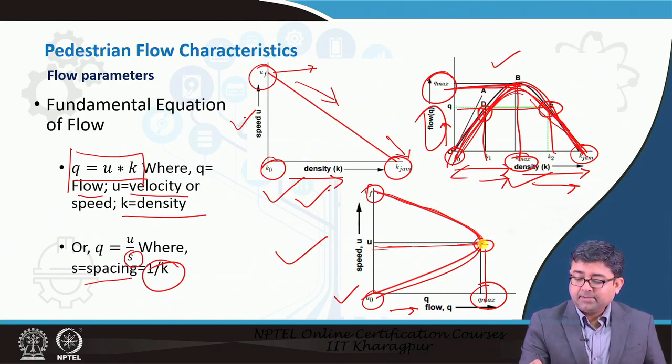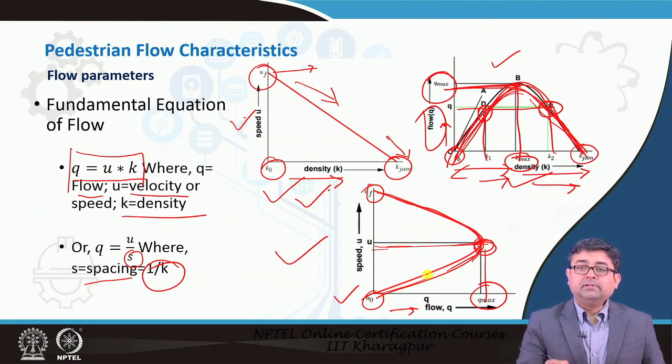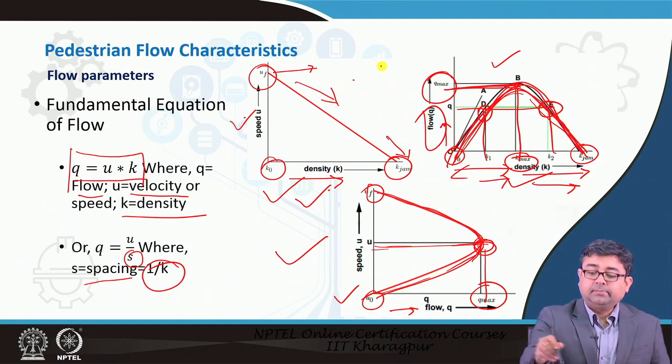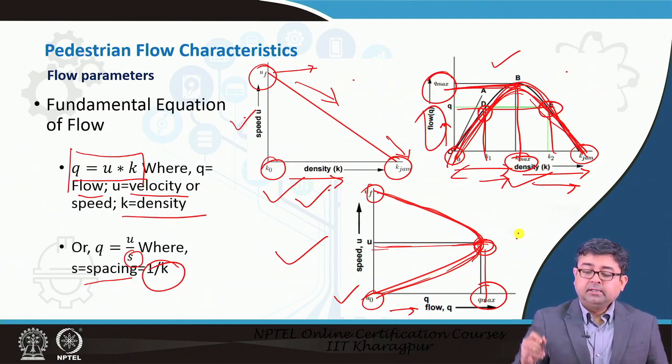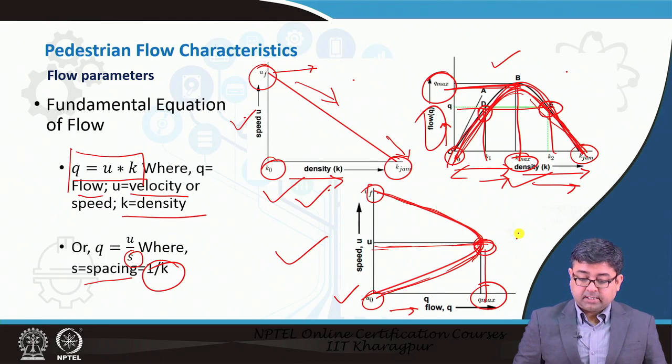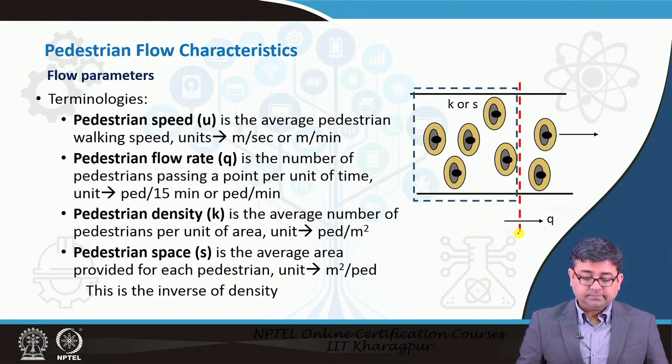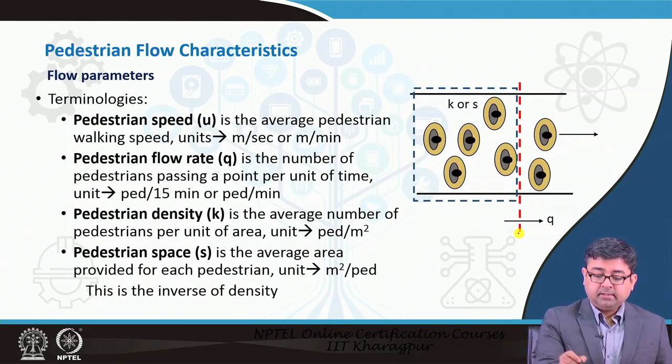Again, at the same time, your speed no longer increases after this point, and it goes back to 0. We will see how this works in the following slides. So, I hope at least you understand the basic principles in the three different diagrams that are presented here. So, what is pedestrian speed?